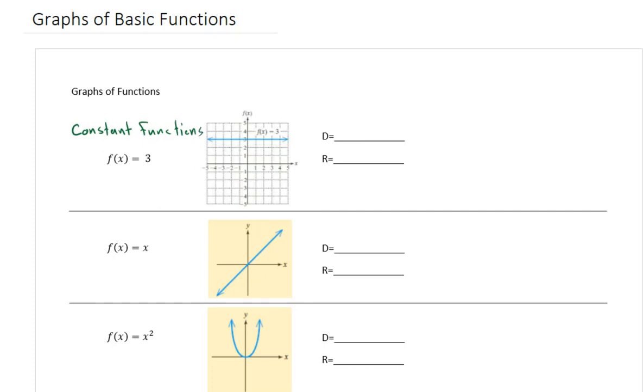So constant functions, they graph out as this horizontal line. Now this one is f of x equals 3, but a constant function is any function where the output's just a number.